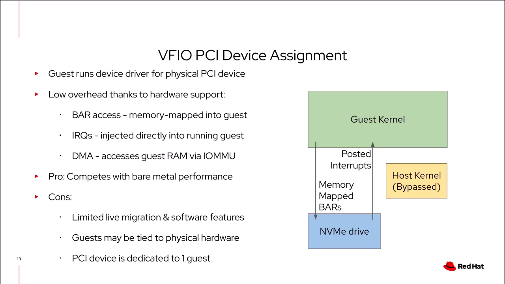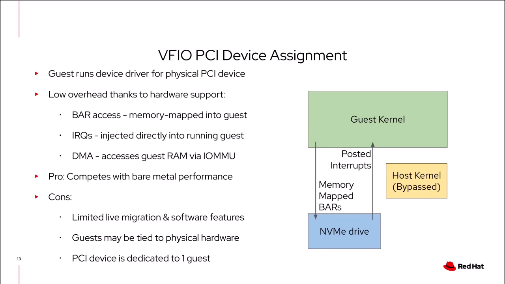And then finally, for guest RAM access, the IOMMU, the IO Memory Management Unit, allows the physical PCI device, the NVMe drive, to directly access guest memory. So again, you're also not involving a software layer in the hypervisor in order to perform any I/O. So that's why it's fast, and it's a great approach for high performance.